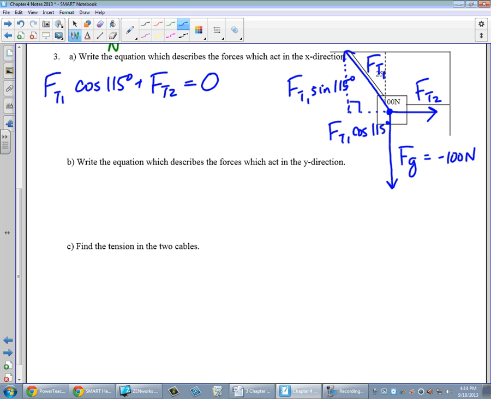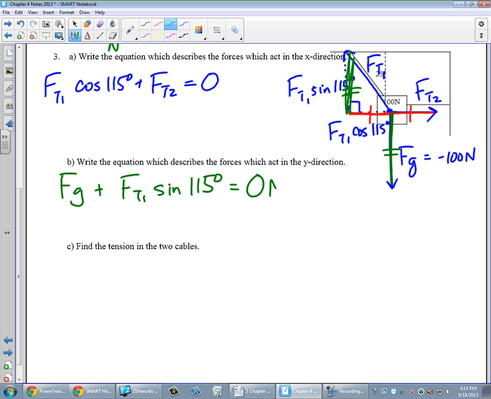B, write the equation which describes the forces which act in the y direction. Well, now I'm going to look at the vertical components. Before, in the last problem, I looked at the horizontal components, and I noticed that they are equal and opposite. And now I'm going to look at the vertical components, which I'm drawing in green here, and those must be equal and opposite. Which means that Fg plus Ft1 times the sine of 115 must be equal to 0 newtons.